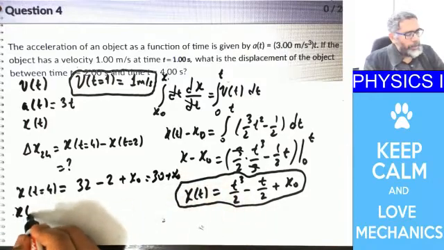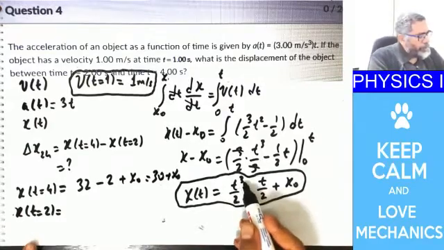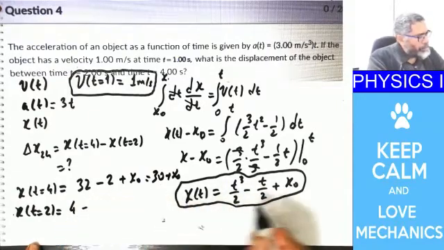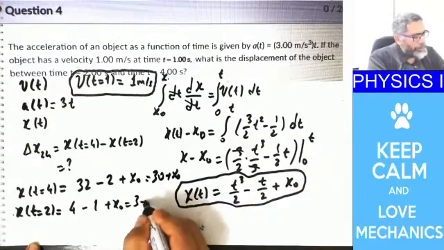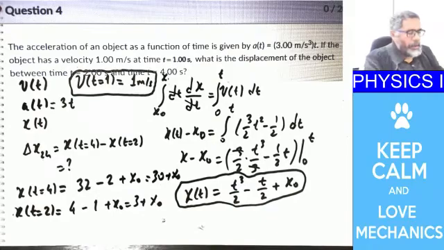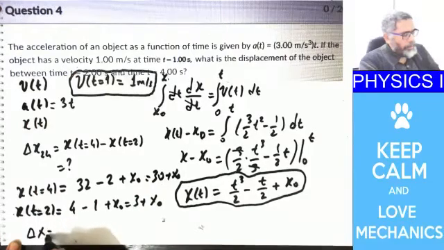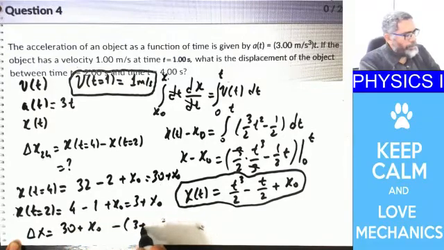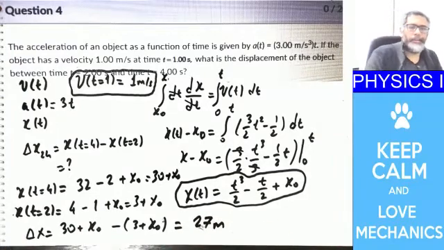And what about x at t is equal to 2 seconds? Well, if you put 2 cubed divided by 2, it is 2 squared, it is 4, minus, if you put 2 over here, it is 1, and plus x0. So it is 3 plus x0. So what is this difference then? x4 minus x2 is delta x. 30 plus x0 minus 3 plus x0. And this is going to be 27 meters.